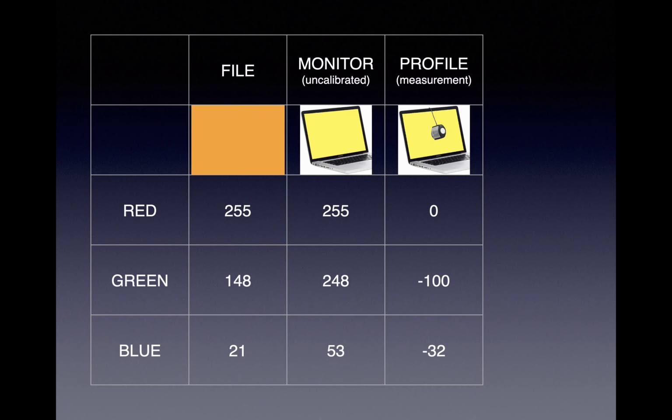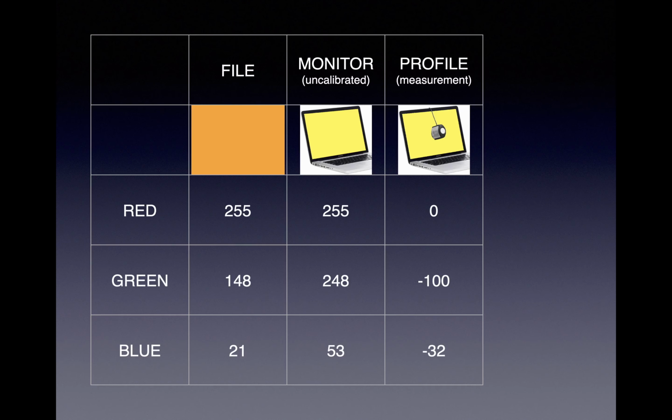So at any rate, what the profile does is it looks at the mismatch. It's looking at the file, at what was asked for, and then this puck measures the color that's given. In our case, the difference in red: the file asked for 255, the monitor gave it 255, so there is no error in the red. In the green, the file asked for 148, the monitor gave it 248. To fix this, we need to subtract 100 green. That is the difference between 248 and 148. Does this make sense, everyone?